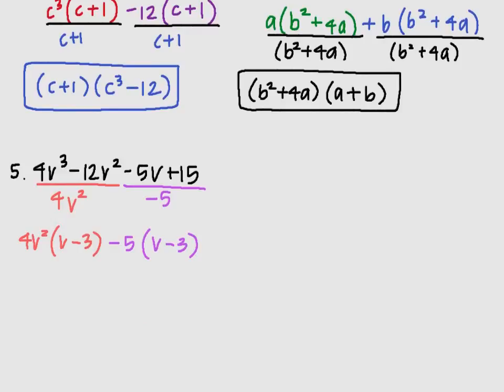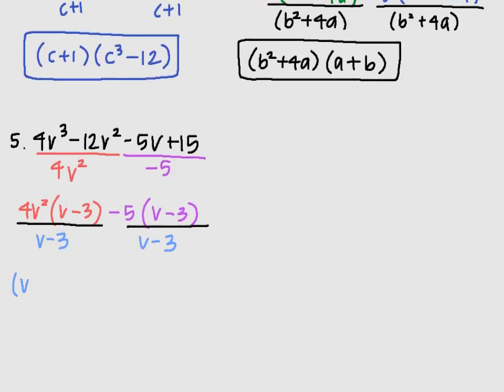And by doing so, what I'm left with is a polynomial where both terms have a v minus 3 in common. So what I'm going to do is factor out the v minus 3 from both of the terms. And when I factor out the v minus 3, in the first term I'm left with 4v squared, and in the second term I have negative 5. Again, please do check your answer by using the distributive property.